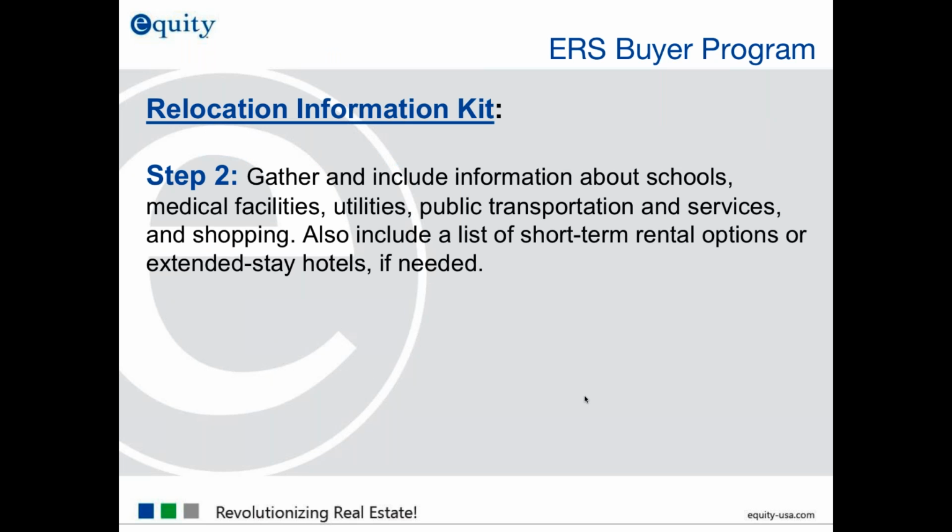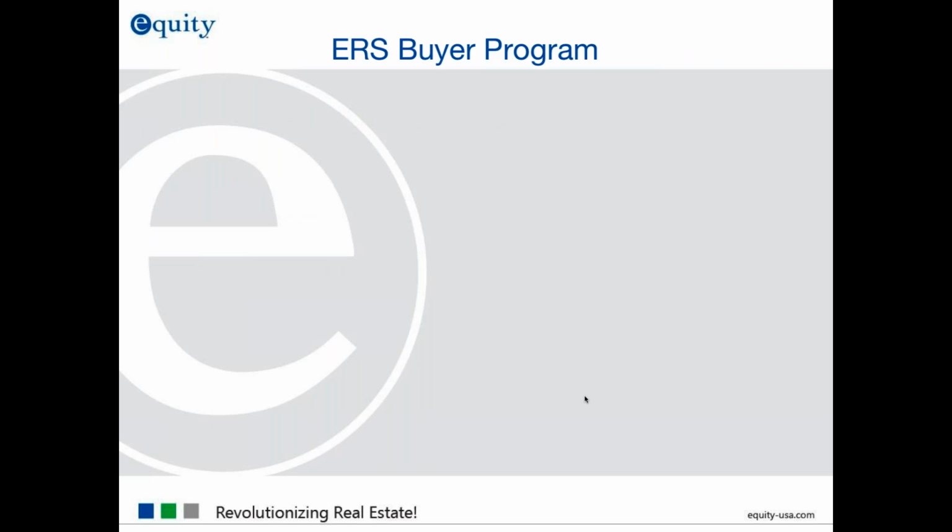Gather and include information about schools, medical facilities, utilities, public transportation services and shopping, and a list of short-term rental options, extended stay hotels, or possibly even storage units as, again, a resource for people that are moving in from out of state and may need some of those services.